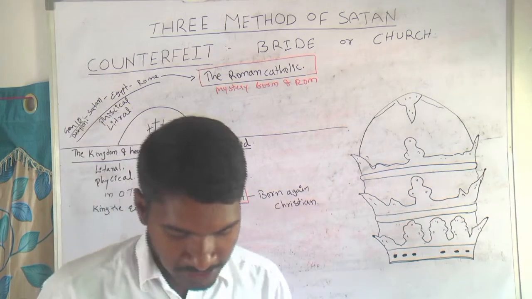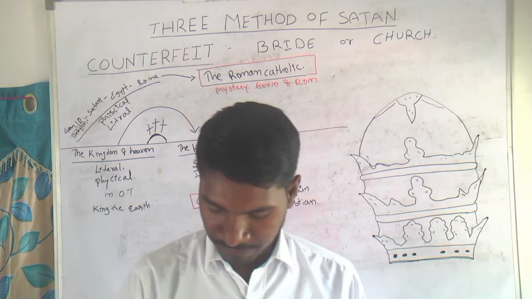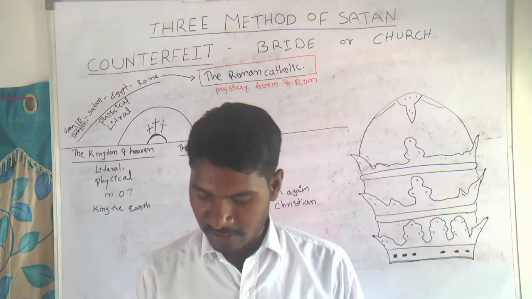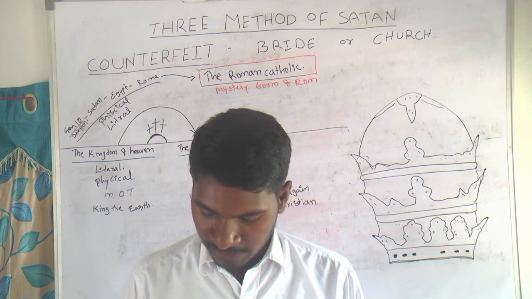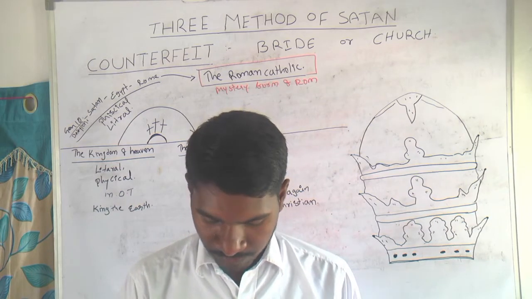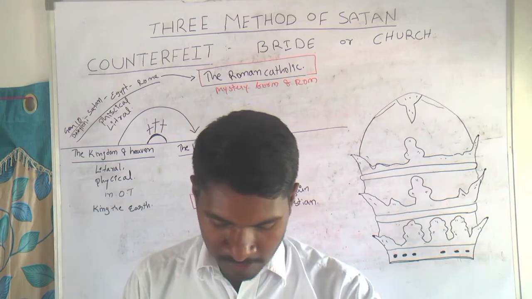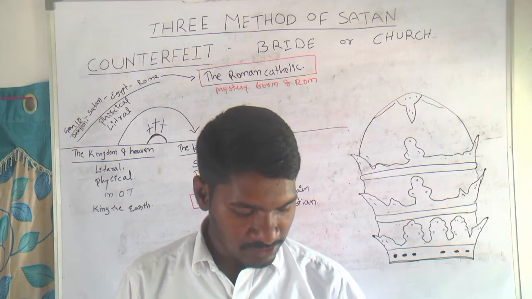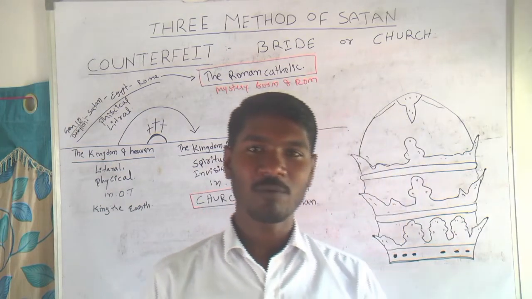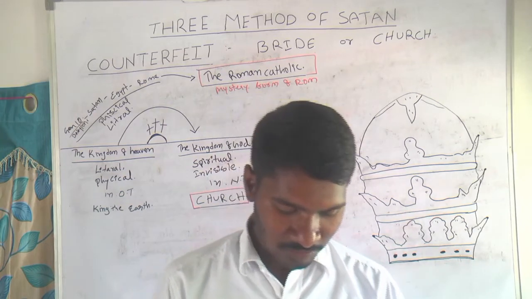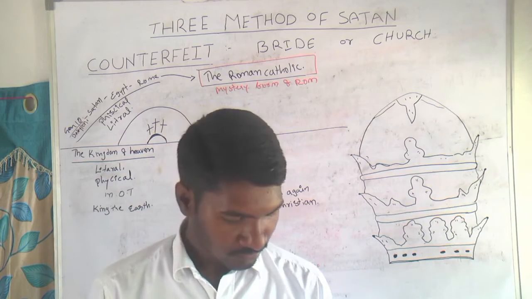So now please turn your Bible with me to the book of Revelation chapter 17. Please notice some verses there. Revelation chapter 17 verse 6. Please read this word carefully, and what the Bible says, please believe that without doubting. Eve doubted God's words. Without doubt, please believe what God says.